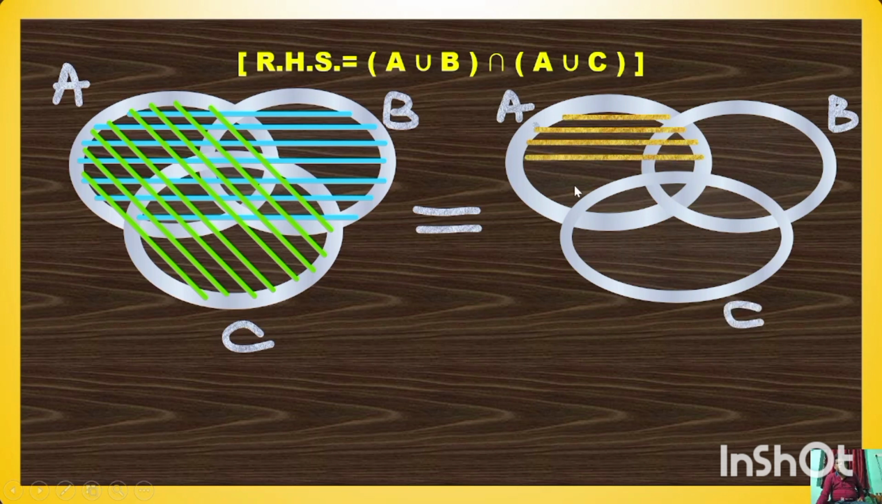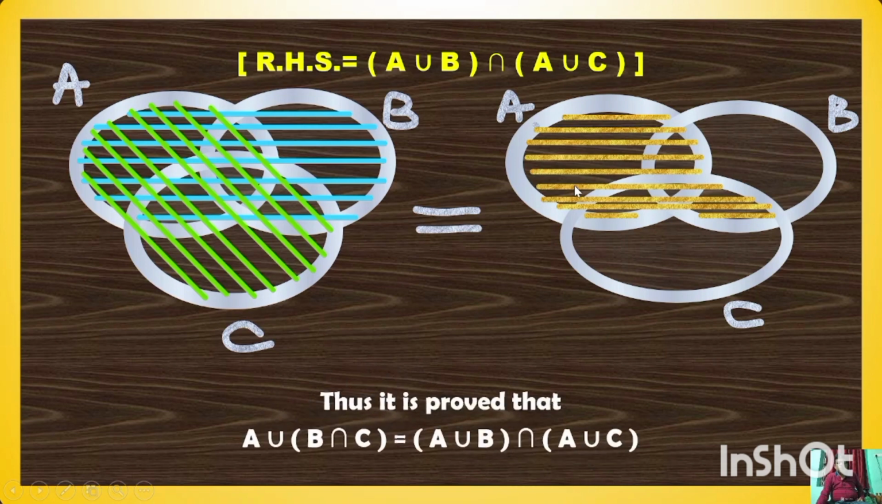Exactly the same cross sectional area. What are the portions we are taking? Yes. So these are the common portions: A union B intersection C is equal to A union B intersection A union C. This is the distributive law of union over intersection, proved using the Venn diagram. Look at the shading portion area. Yes, both are the same. Okay.